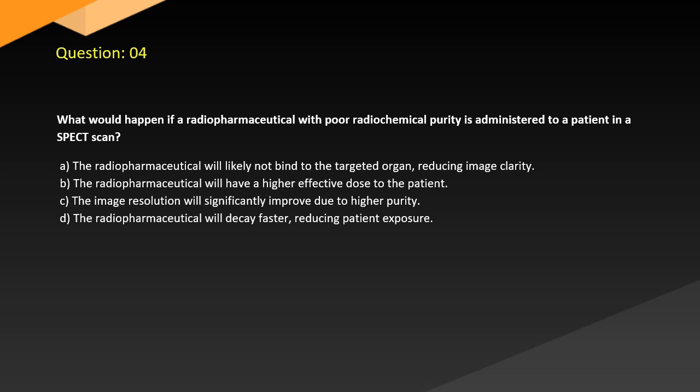Question 4. What would happen if a radiopharmaceutical with poor radiochemical purity is administered to a patient in a SPECT scan? A. The radiopharmaceutical will likely not bind to the targeted organ, reducing image clarity. B. The radiopharmaceutical will have a higher effective dose to the patient. C. The image resolution will significantly improve due to higher purity. D. The radiopharmaceutical will decay faster, reducing patient exposure.